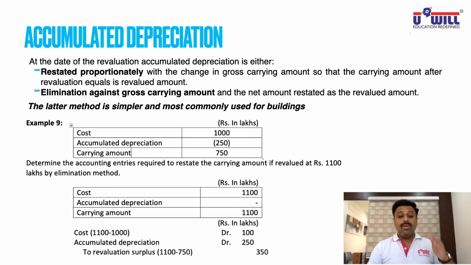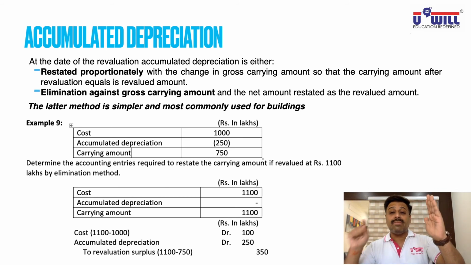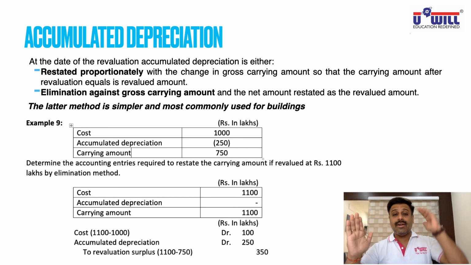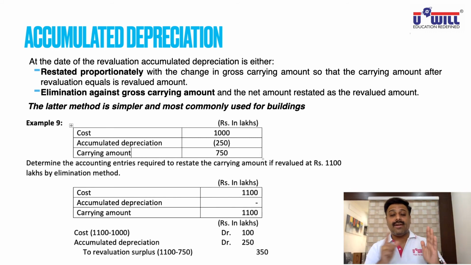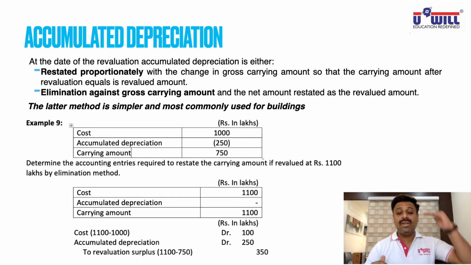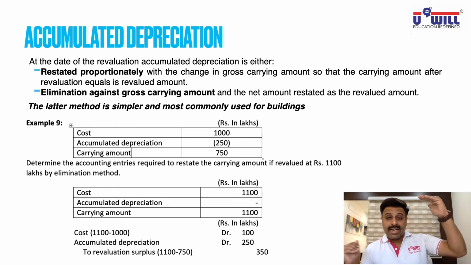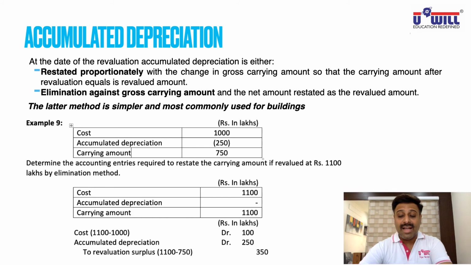Same way, book value 750 becomes 1100. So accumulated depreciation 250 becomes how much? 250 into 1100 upon 750. This is called restated proportion. All the three are changed in the books of accounts. Cost you will increase, cost account debit. Accumulated depreciation you will increase, so accumulated depreciation account credit. Book value you will increase, so net book value will automatically get increased and credited to revaluation surplus.